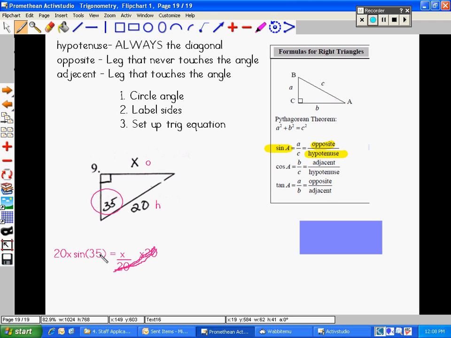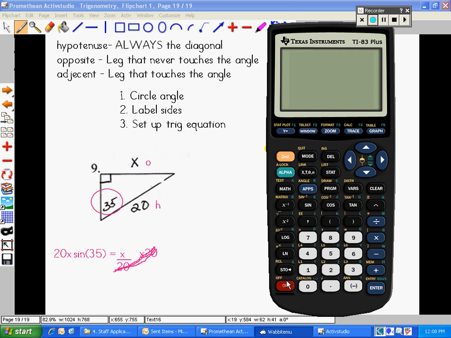I now type this into my calculator. So I go to my calculator, and I'm going to type in 20 sine 35. Without putting anything in between the 20 and the sine, the calculator knows we're trying to multiply 20 times sine 35. This is going to give me x. X is 11.47.